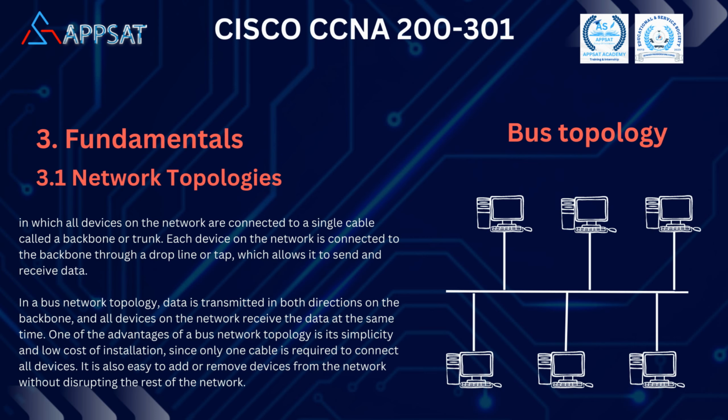Next, bus network topology, in which all devices on the network are connected to a single cable called a backbone or trunk. Each device on the network is connected to the backbone through a drop line or tap, which allows it to send and receive data. In a bus network topology, data is transmitted in both directions on the backbone, and all devices on the network receive the data at the same time.